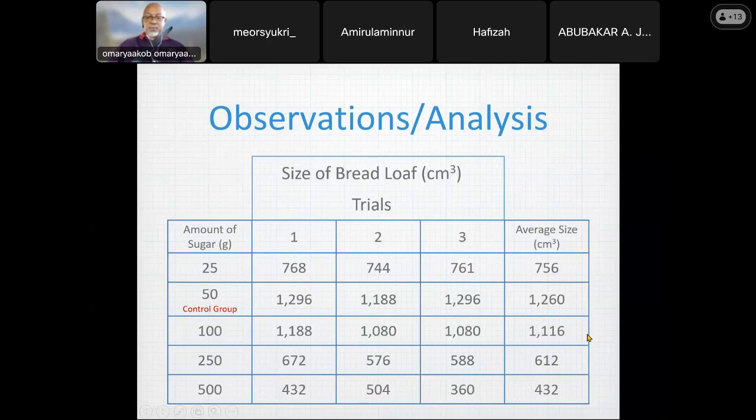So, meaning it will increase until the optimum level of sugar only. After that, it will decrease. Yeah, what should John do then? Basically, close book, that's it.